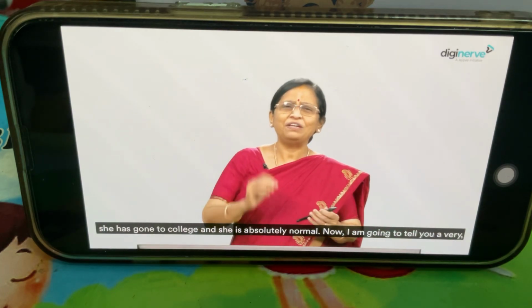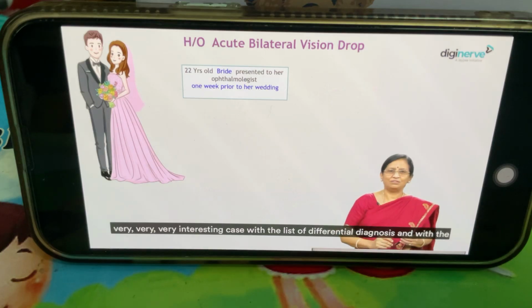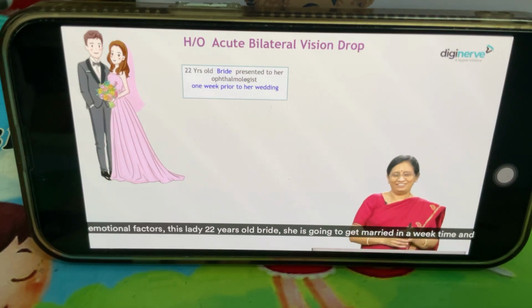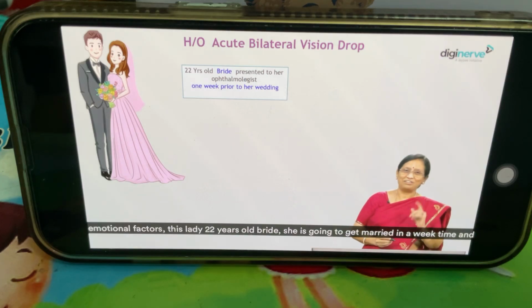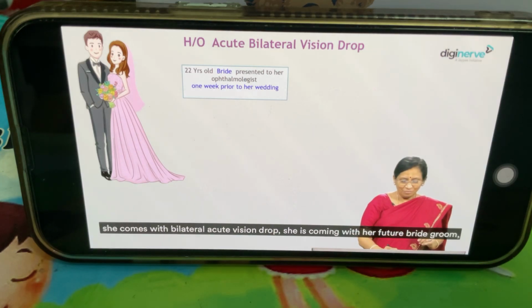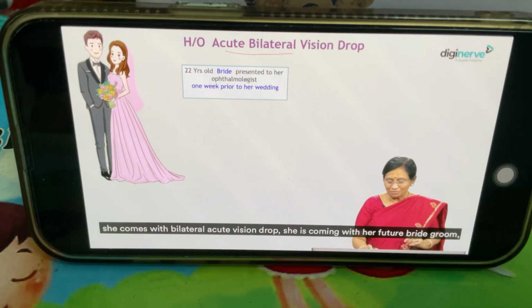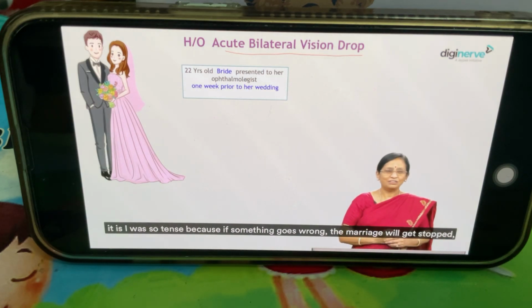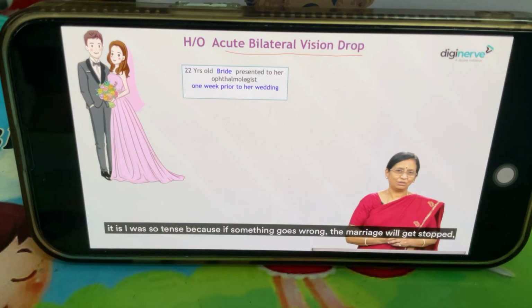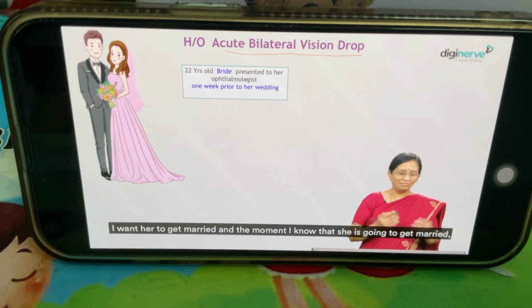Now I'm going to tell you a very interesting case with a list of differential diagnoses and with emotional factors. This lady, a 22-year-old bride, is going to get married in a week's time, and she comes with bilateral acute vision drop. She is coming with her future bridegroom. I was so tense because if something goes wrong, the marriage will get stopped. I want her to get married.